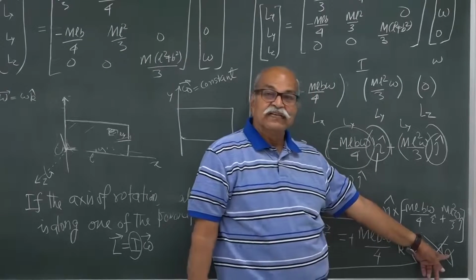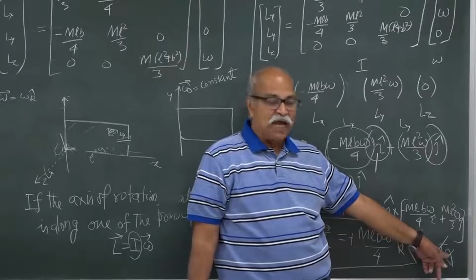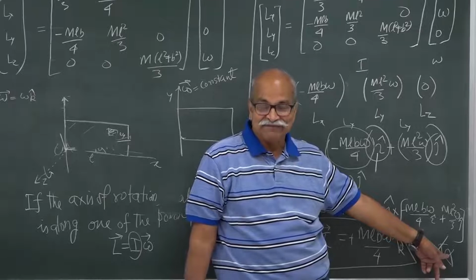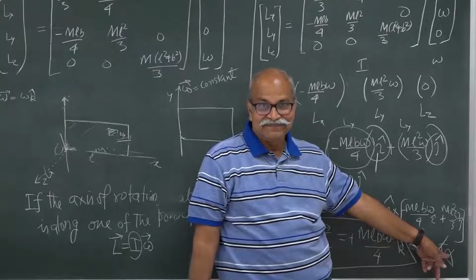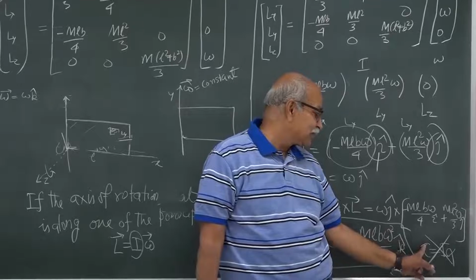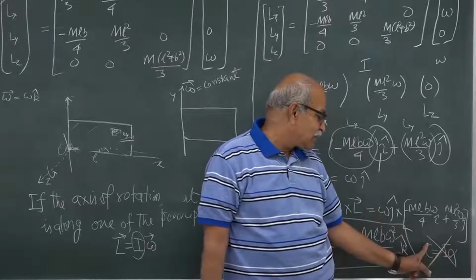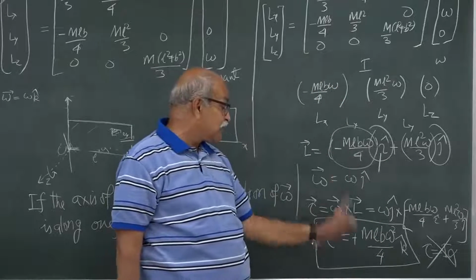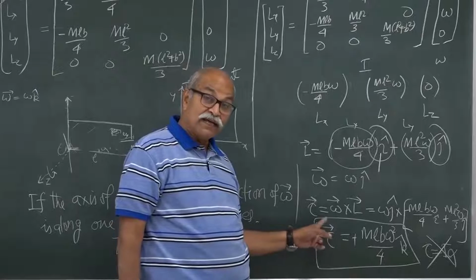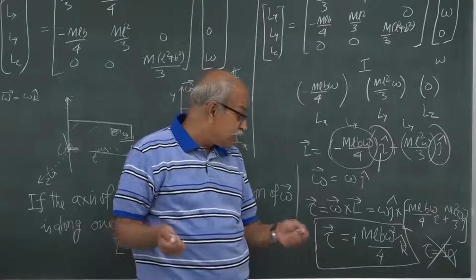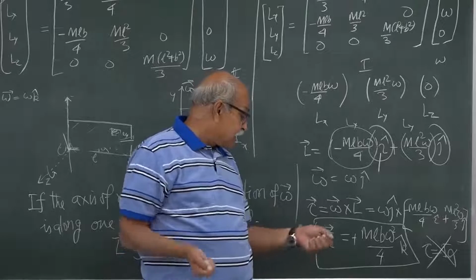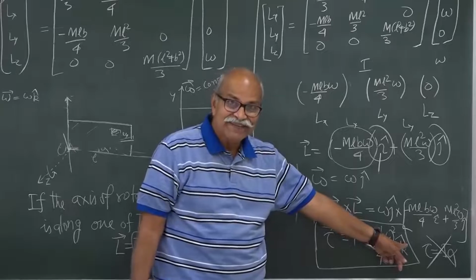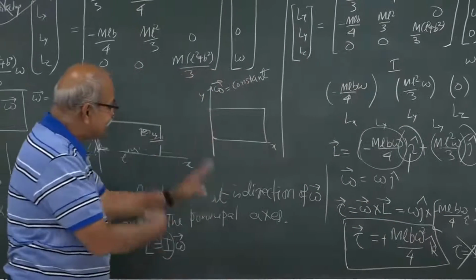Alpha is 0, no angular acceleration, so the angular velocity does not change with time, neither the magnitude nor the direction. But torque is not 0. Angular acceleration is 0, torque is not 0, so torque equal to I alpha will not work. To maintain a uniform angular velocity, you have to apply some forces in the xy plane perhaps, which will produce this kind of torque in the z direction. So, those are the kind of things that are there.